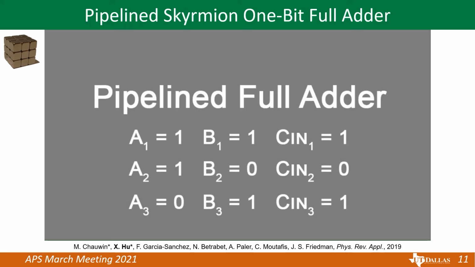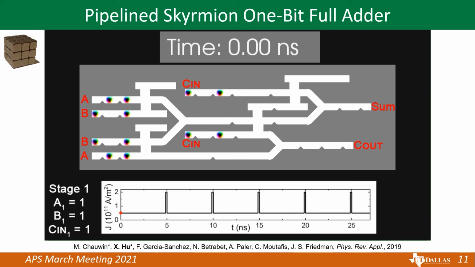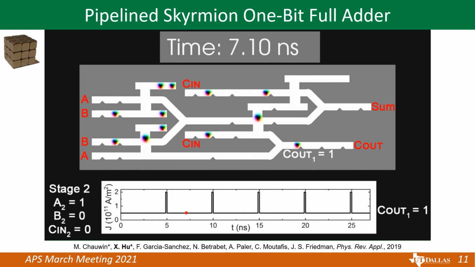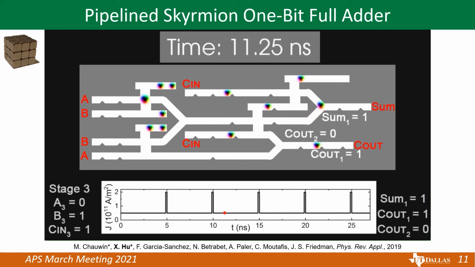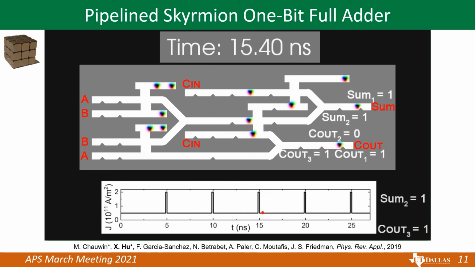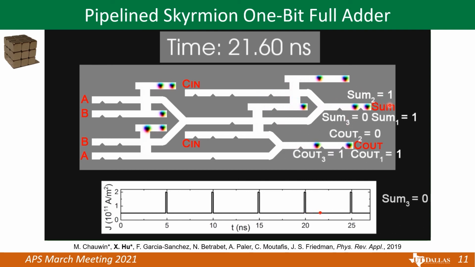This micromagnetic simulation video shows this cascaded 1-bit adder with all the skyrmion motions and interactions within the gates. The latency of this adder is 2 clock cycles for carry-out and 3 clock cycles for the sum, with a throughput of 1 full addition per clock cycle. So we can see at the next clock cycle they all move to the next stage.